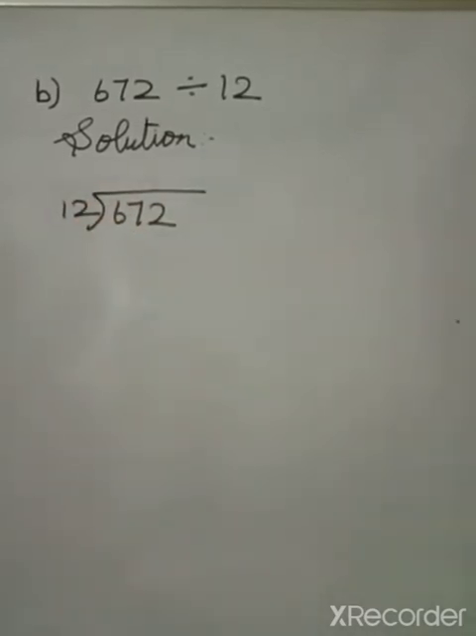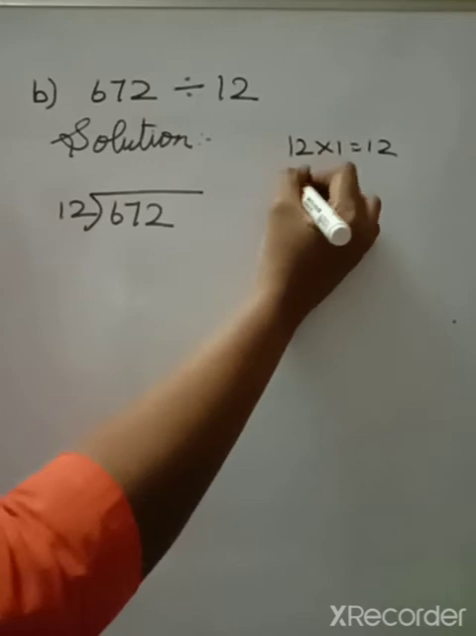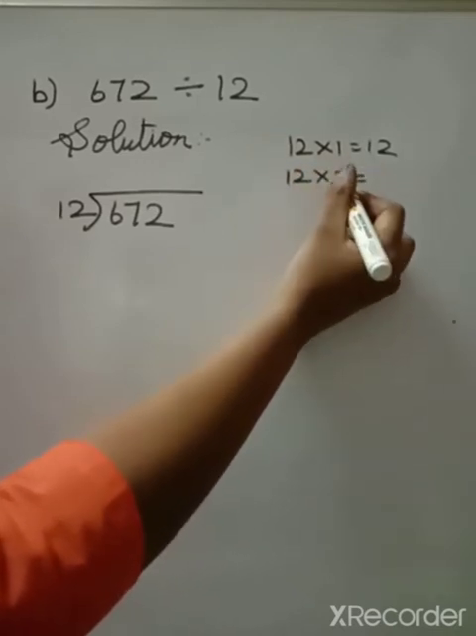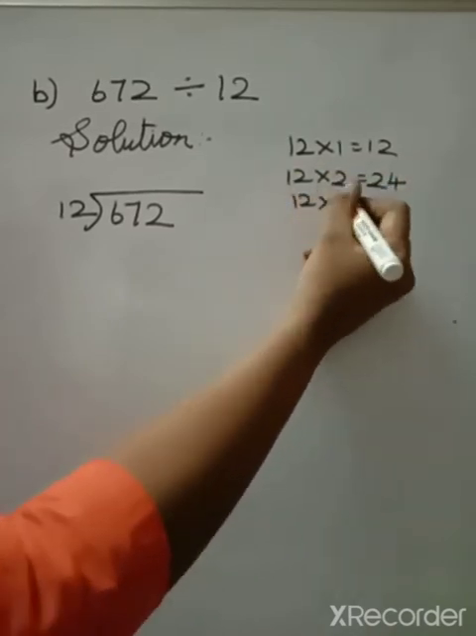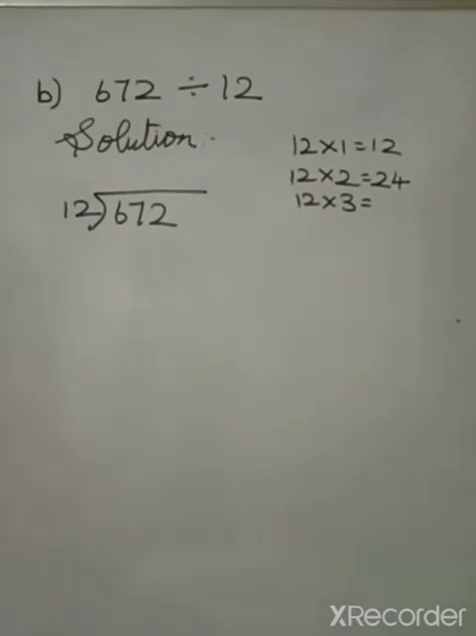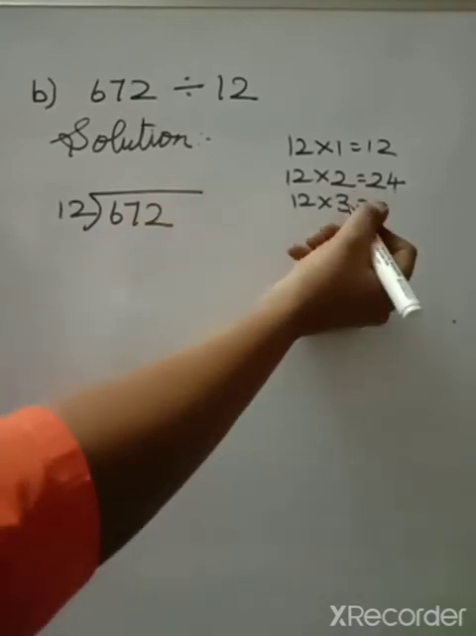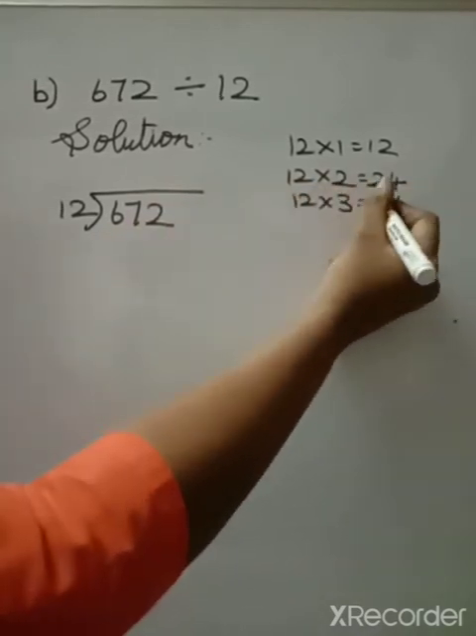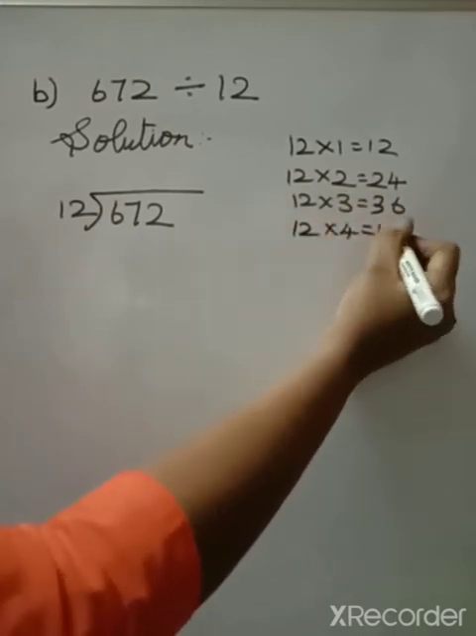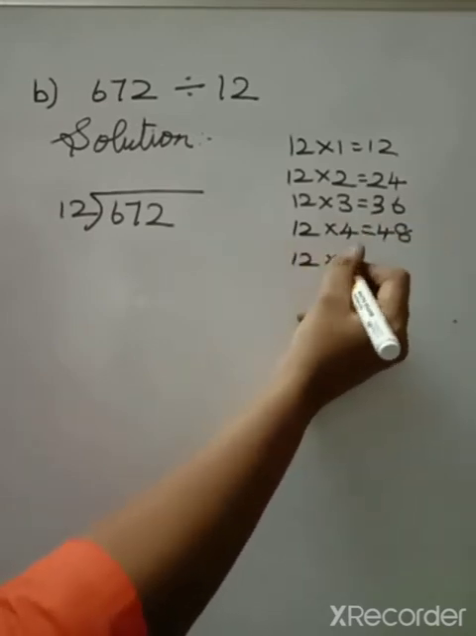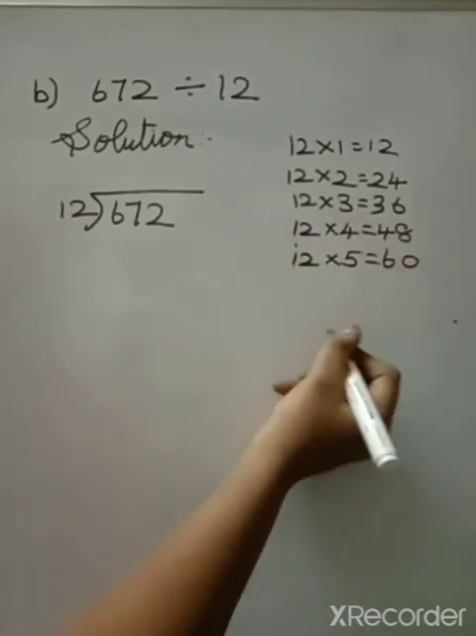So first, we will write the tables. You know that 12 ones are 12, 12 twos are 24. If you don't know, multiply it and write: 2 twos are 4, 2 ones are 2. Most of you know the 12th table. If you have any doubt, you can write the tables first by multiplying, so that you will not make mistakes while doing the sum. Here 3 twos are 6, 3 ones are 3. And then 12 into 4: 4 twos are 8, 4 ones are 4. 12 into 5: 5 twos are 10, so 0, carry 1. 5 ones are 5 plus 1, 6.